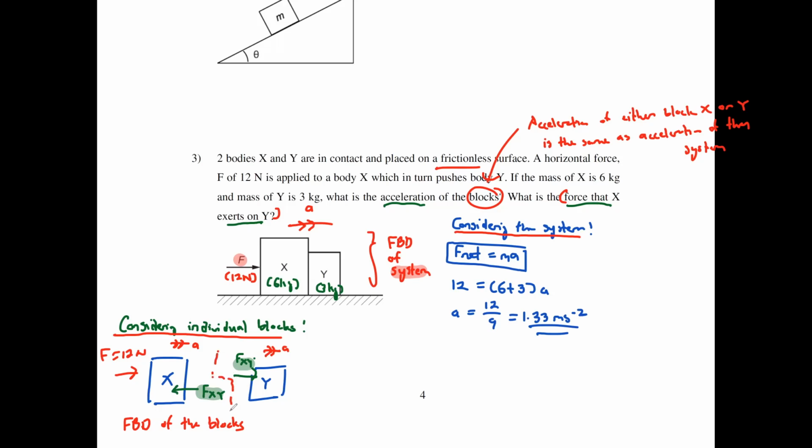So right now, what you want to do is find Fxy. You can either consider block X itself, or you can consider block Y to find Fxy. You will still get the same answer. We will try out both. If necessary, I say for block Y, I know Fnet equals ma. This is the general form of the equation.